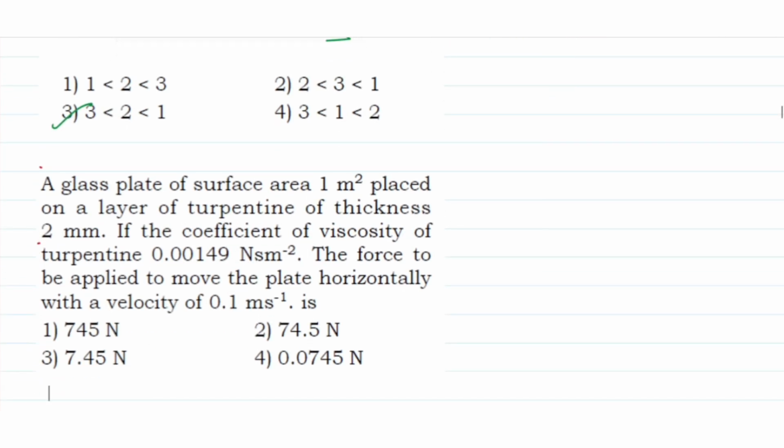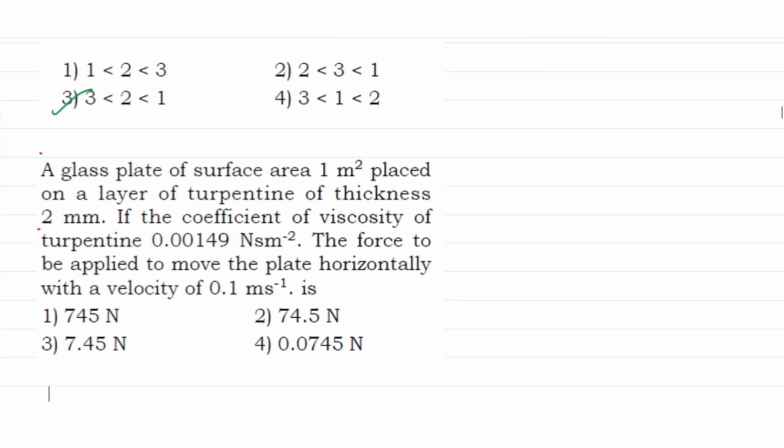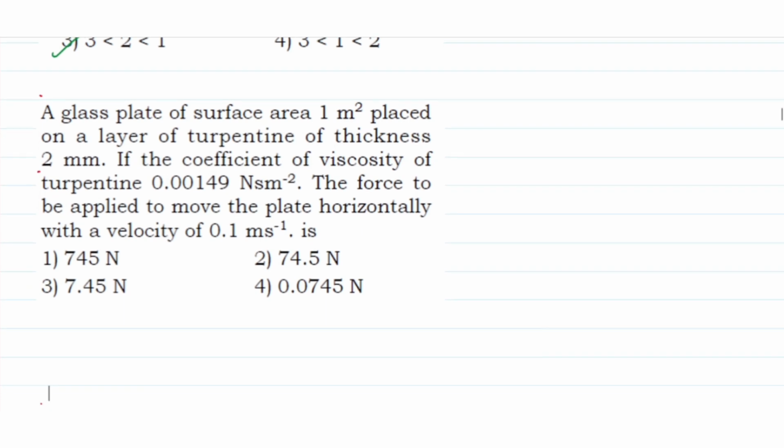Look at the next question. A glass plate of surface area 1 meter square is placed on a layer of turpentine of thickness 2 millimeter. If the coefficient of viscosity is given as 0.00149 Newton second per meter square, the force to be applied to move the plate horizontally with a velocity of 0.1 meter per second is? So here they are asking for the horizontal viscous force needed to move the plate horizontally.